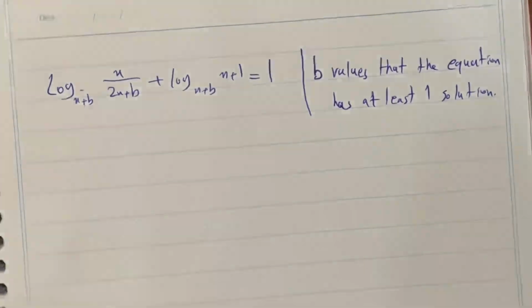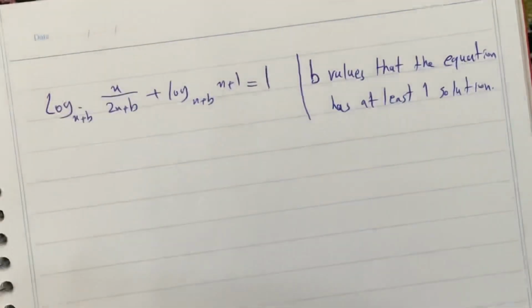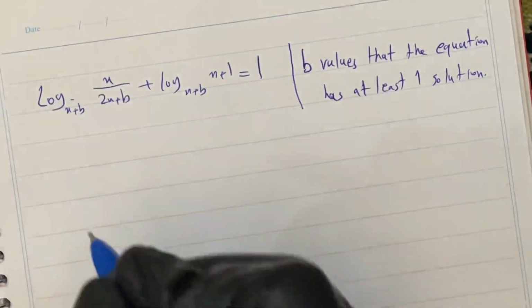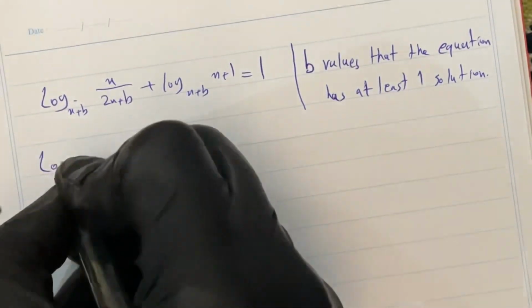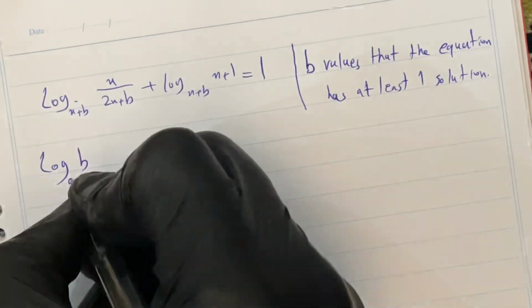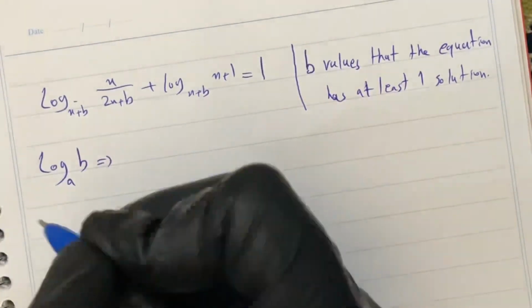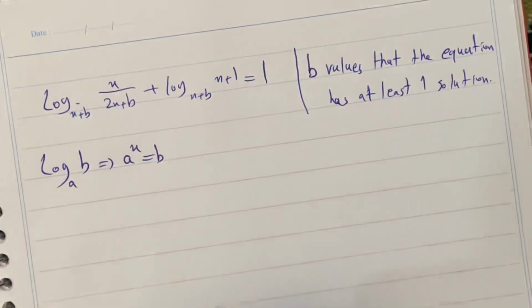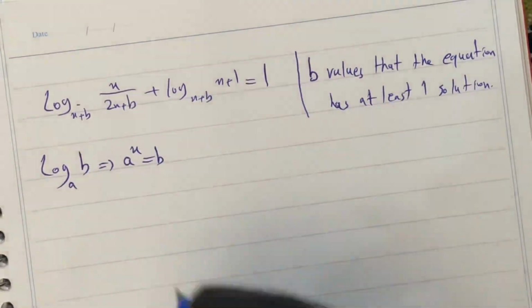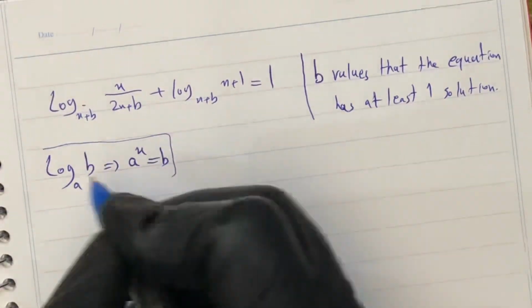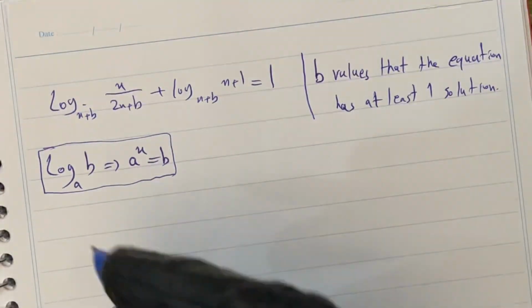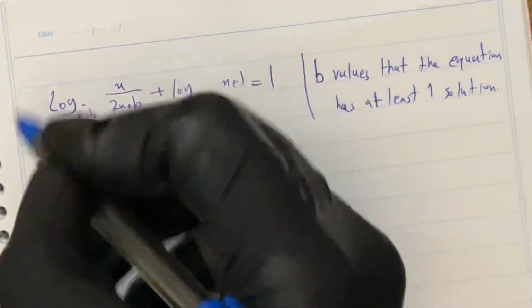So, let's first state the basic definition of logs. What are logs? Logs are as simple as this. When we say log of b over a, it means that there is an x such that a to the power of x equals b. It is as simple as that. So with just this definition, with no other confusing big formulas, I want to solve this problem.